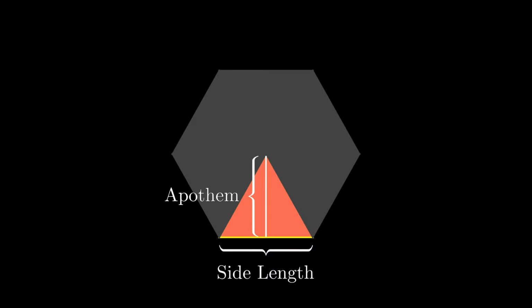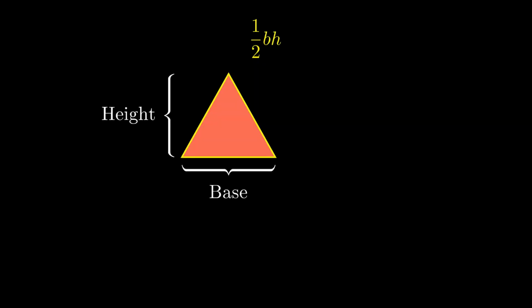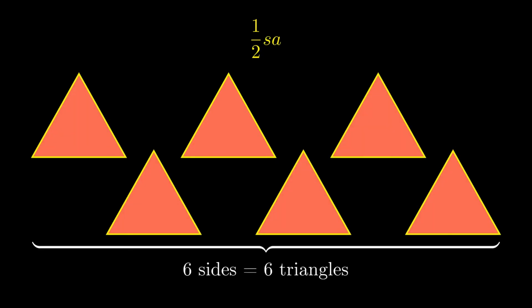This segment is called the apothem, from the Greek word apothema, which means deposit, which I think doesn't make sense with the context, but hey, at least it deposits some cool information about the regular polygon. Okay, I'm not going to argue further. So this 1/2 base times height can be replaced by 1/2 side length times apothem, which is denoted by the formula 1/2 SA. Since there are 6 triangles with these same dimensions, all we need is to multiply what we've got by n, or the number of sides.